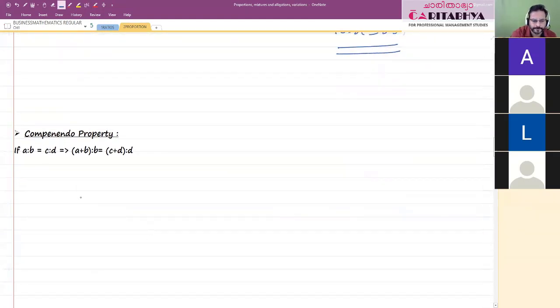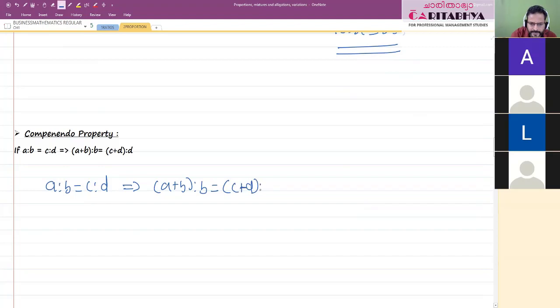Componendo property. If A is to B equal to C is to D, that means there exists a proportion, then componendo property is this. A plus B, the first ratio, two terms are added. A plus B is to B should be equal to the second ratio, two terms added, C plus D is to D. A plus B is to B equal to C plus D is to D.